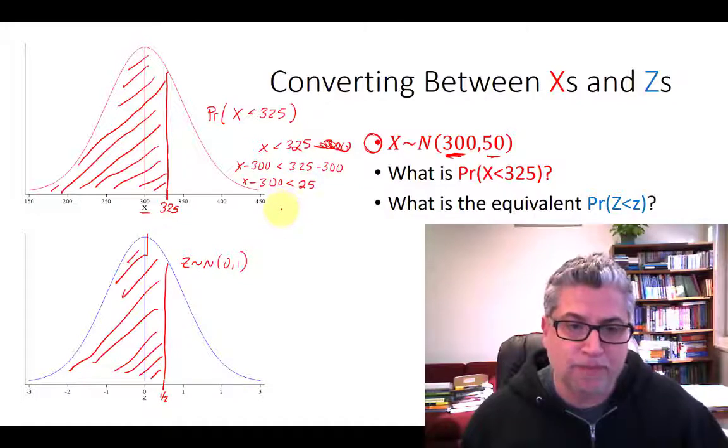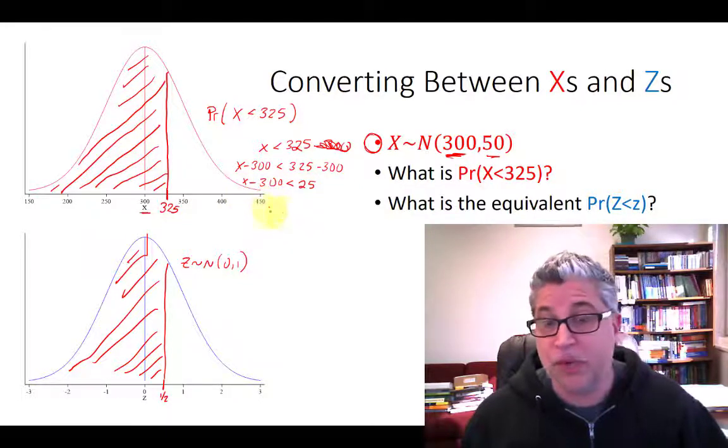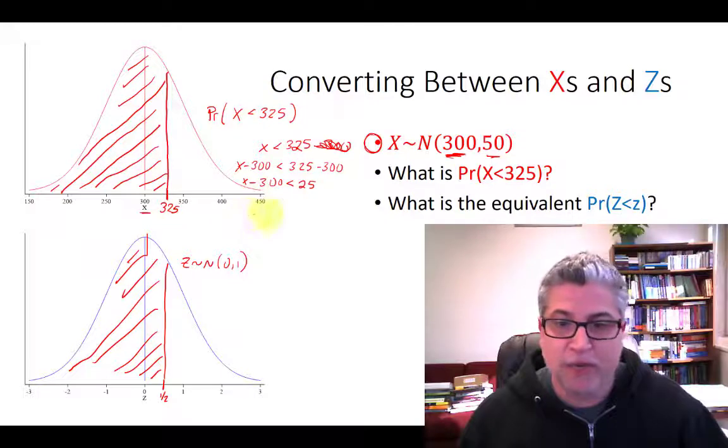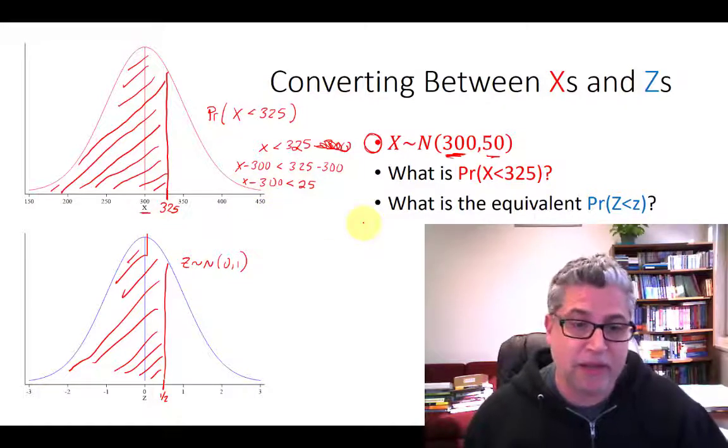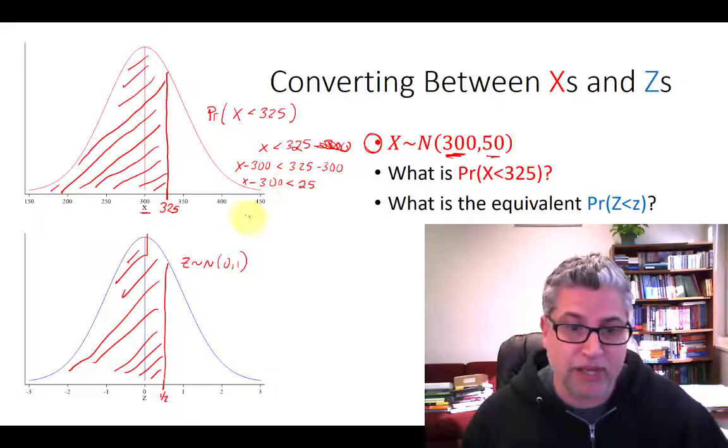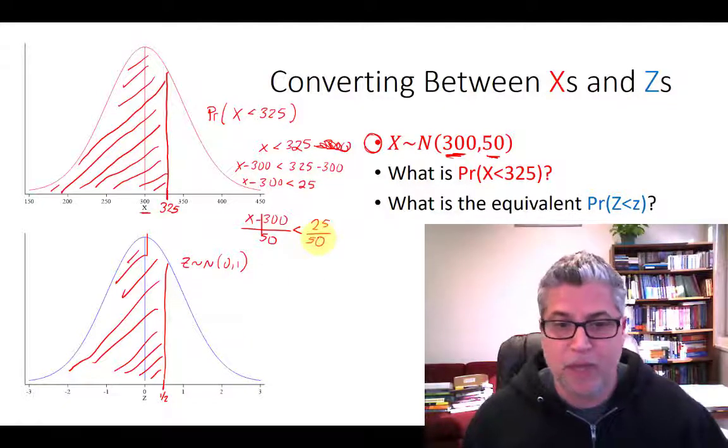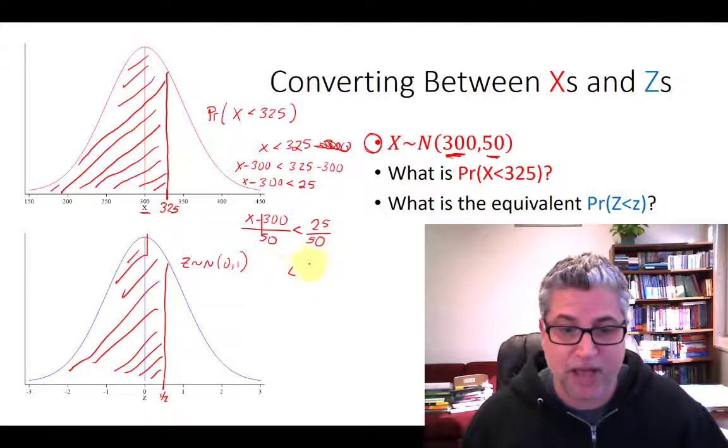We can also divide both sides by something. And if we're not dividing by a negative, then we keep that arrow, that inequality, going in the same direction. So let's divide both sides by the standard deviation of 50. So x minus 300 over 50 is less than 25 over 50. Now 25 over 50 is just a half.